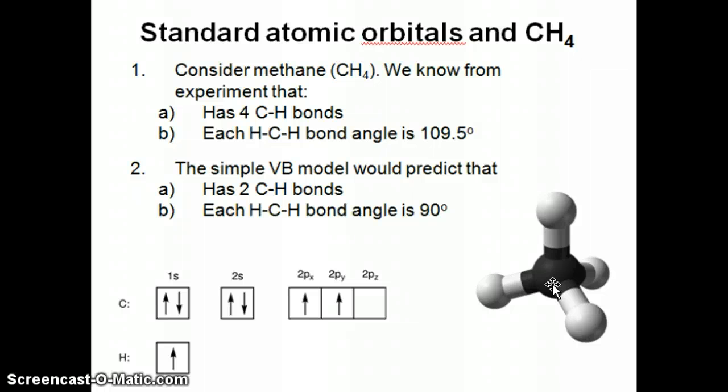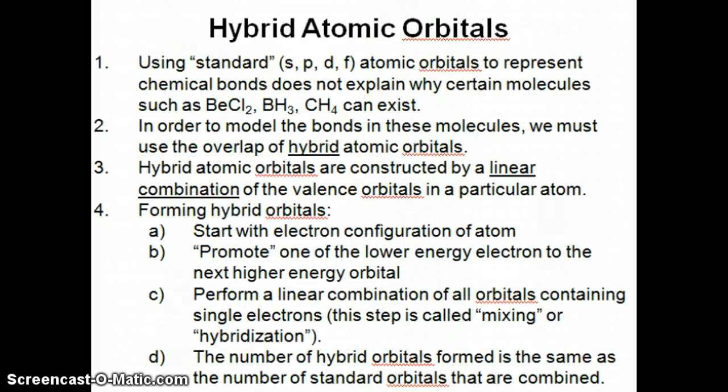So the question is, how do we account for this type of discrepancy? How can we adjust the valence bond theory in such a way that it would help us explain the existence of methane? To do that, you need to come up with an additional modification on the valence bond theory. Sometimes you can use the simple model of valence bond theory that I talked about before for the H2S molecule, but sometimes you need a modified version which incorporates this concept called hybrid atomic orbitals.